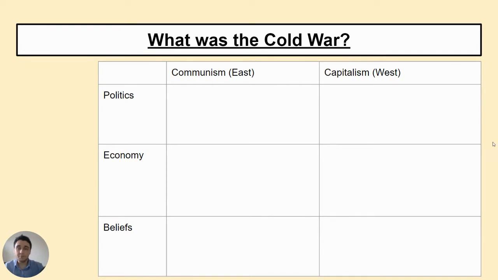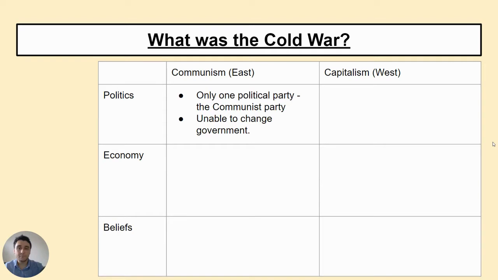So, the communist politics, you should remember, there's only one political party, the Communist Party. And you're unable to change government. You are stuck with the Communist Party, and in that way it's a dictatorship. Whereas capitalism in the West, you have got several political parties, and people may choose and change their governments and are given the opportunity to vote.